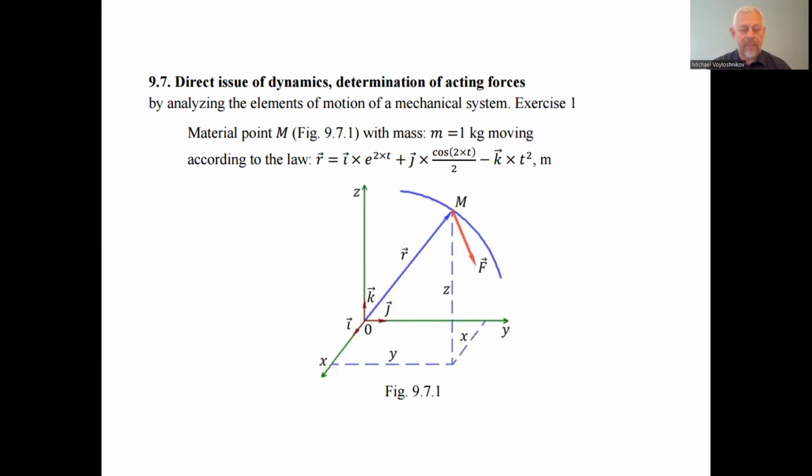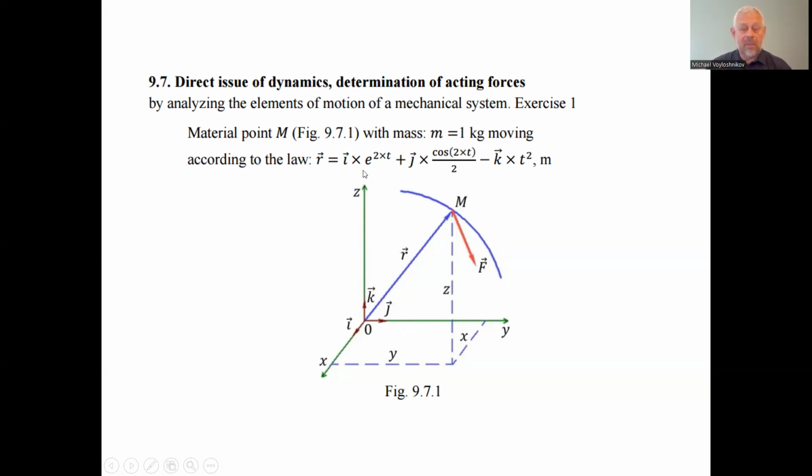Exercise 1. In this article, material point M shown in figure 9.71 with the mass 1 kilogram moves according to the law. The law is assigned in the vector form, the same as in coordinate form. I, j, k are unit vectors. It is the Cartesian coordinate system, a right coordinate system: if we rotate x to y, we will have the right screw motion along the axis z. And we have the assignment of the motion.